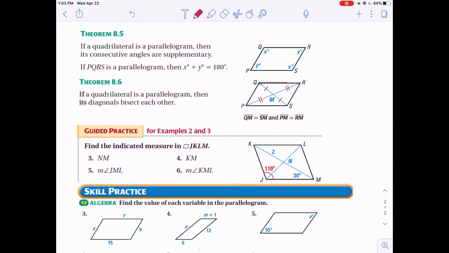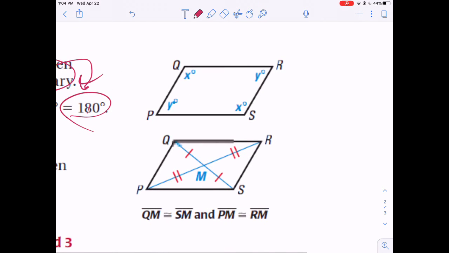First one, 8.5: for quadrilaterals, if it's a parallelogram, then its consecutive angles are supplementary. Boy, I hope you remember that word from back in the beginning of the year. That always means 180 degrees. You hear that word, it's 180. So let's look at what consecutive means. Consecutive means side by side.